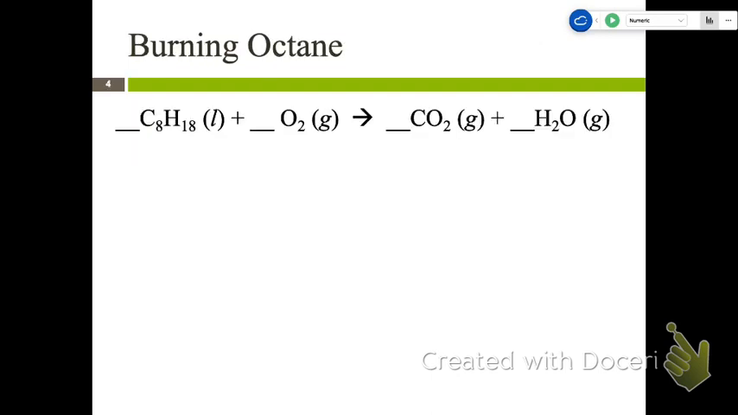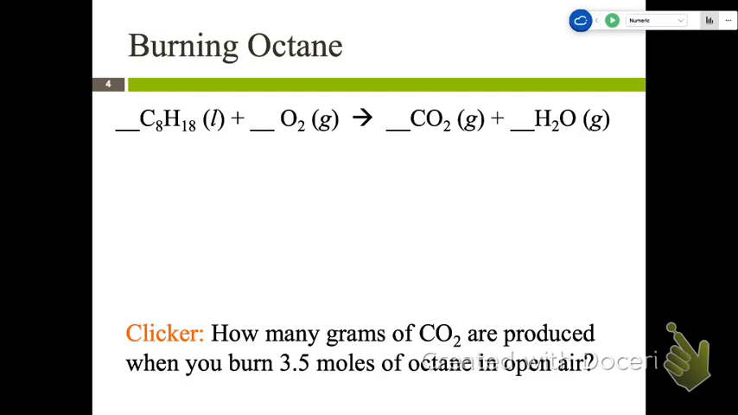All right. So let's go ahead and we're going to do this octane example. We didn't do this in the last class, did we? Octane? Okay. So the question is, how many grams of carbon dioxide are produced when we burn 3.5 moles of octane in open air?